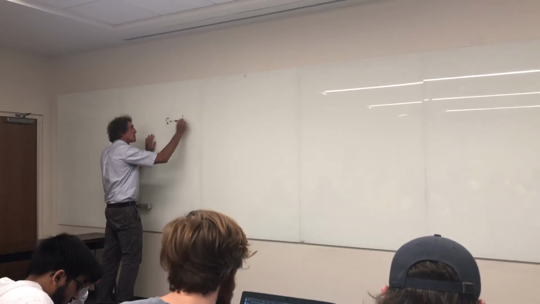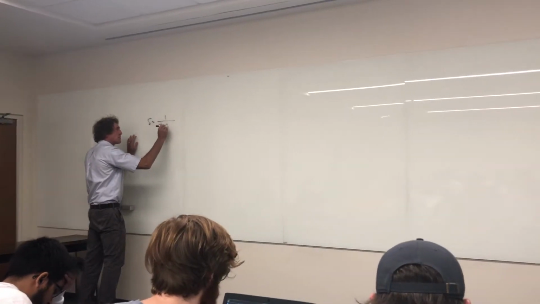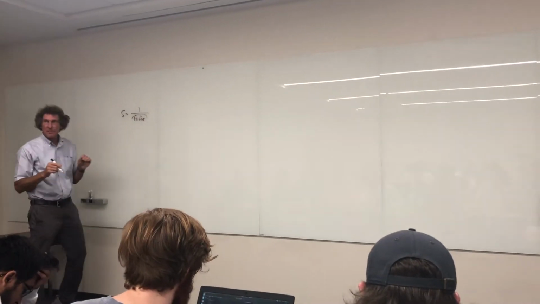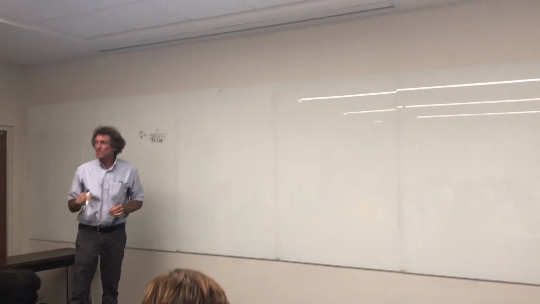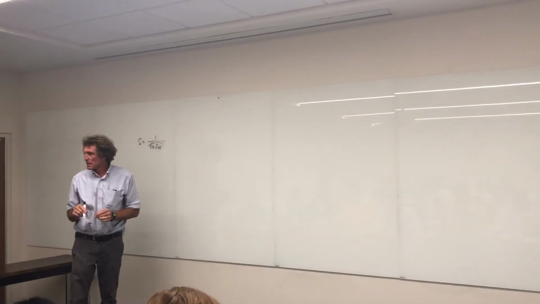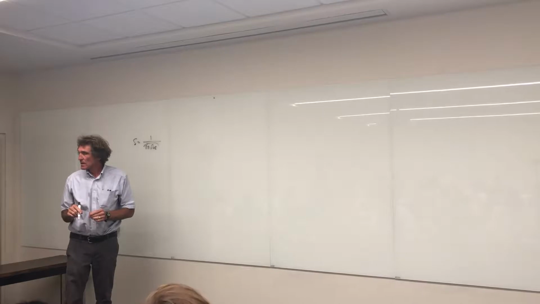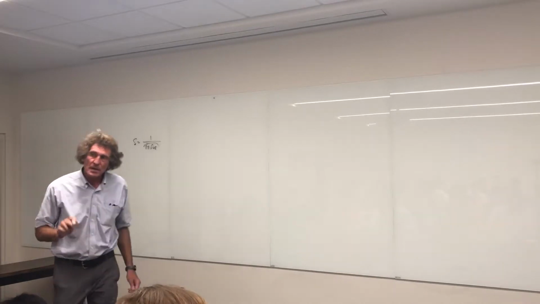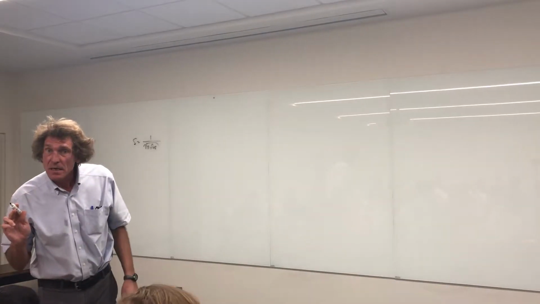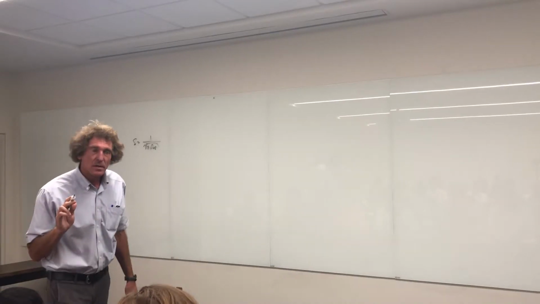I'm going to put the definition of skin depth on the board again. It's 1 over the square root of pi f mu sigma. That's the definition of it. Now, what's the actual question? It asks for DC and AC resistance over 1 meter.